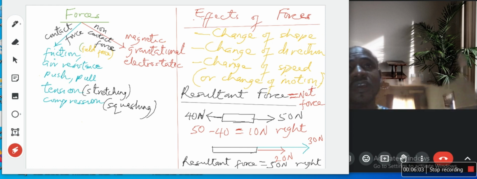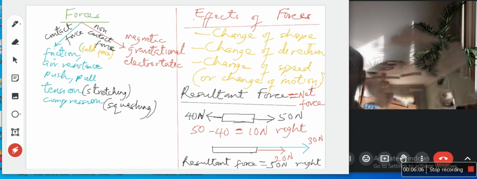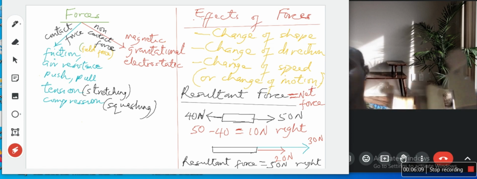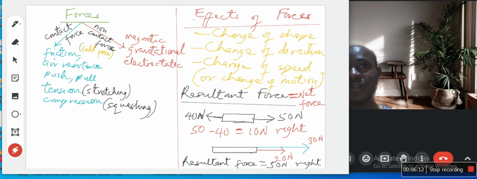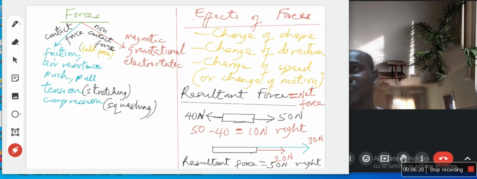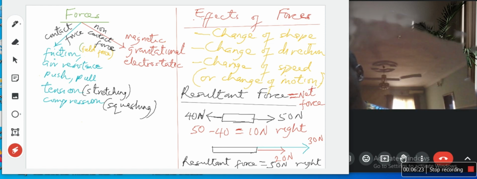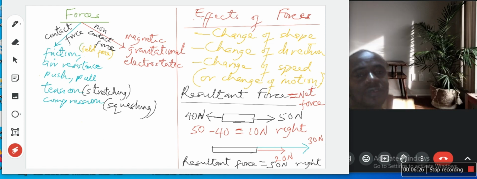Another effect is it can make an object change its direction if the object was already moving. Imagine you kick a football and it's moving towards you. Are you getting what I'm saying? You apply a force by kicking the football, and it can change direction, maybe to the right, or back to me, or even to the left. You can make an object change its direction, its shape, or its speed. An object can move faster by applying a force on it, or even slow down. Did you get that? That's basically what we call change of motion.